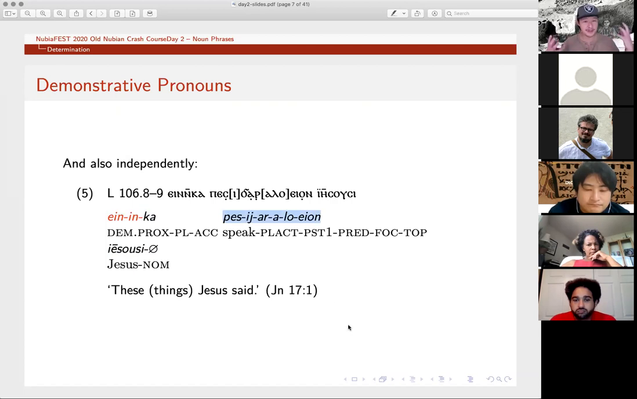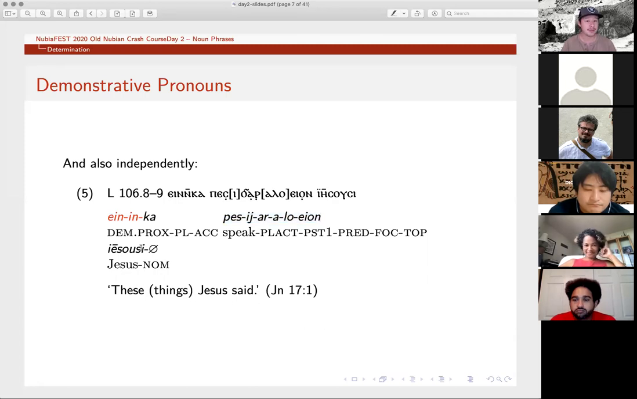The verb looks very impressive. Also, previous verbs may have looked very impressive, and we will discuss them again in another class, I think tomorrow or after tomorrow. They are the most complex part of the Nubian sentence. So actually what we'll do today is still kind of like a bit of a warm up.